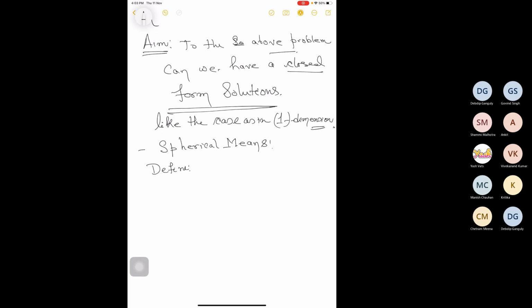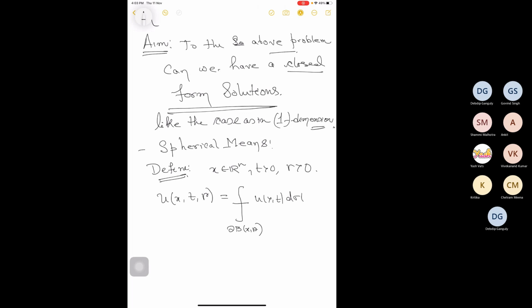Define, for x in R^n, t positive and r positive, you define U(x,t,r) as the integral average over the boundary of B(x,r) of u(y,t) d sigma(y), for fixed t. Okay, so that is why it is called spherical means.